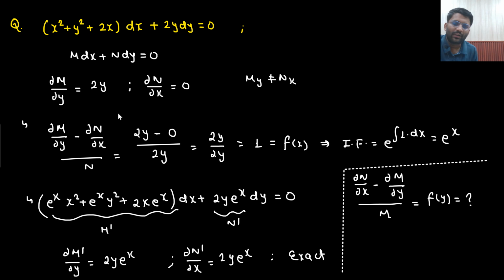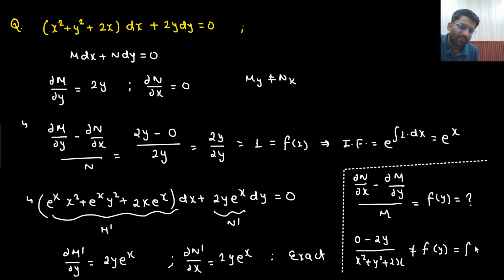Let's check it. So, what is del n by del x? Sir, that is 0. What is del m by del y? That is 2y, divided by m. What is m? m is, sir, x square plus y square plus 2x. Is it coming out to be a function of y? Absolutely not. It is actually a function of x comma y. But it has to be purely a function of y only. If it was purely a function of y, then my integrating factor would have been e to the power integral f(y) dy. But it is not coming out to be a function of y. That's why we cannot apply this method. We have to go with del m by del y minus del n by del x.